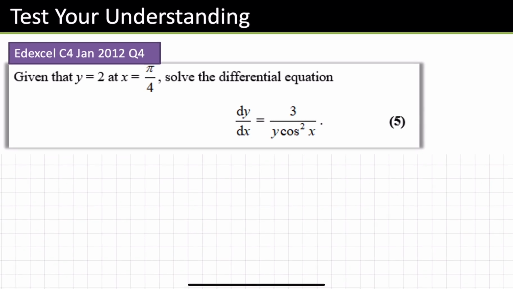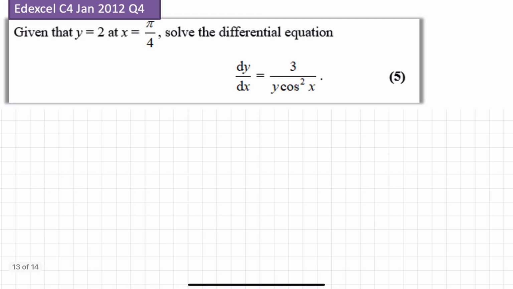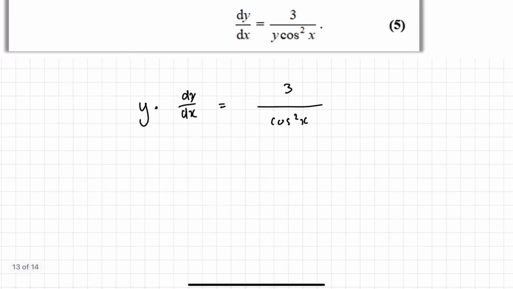Pause the video now and give it a go. And I will model it now. Cool. Right, so the first thing we do, you want to get y to one side and x to the other side. And we've got y is 2 and x is pi over 4. So times both sides by y. So y times dy over dx equals 3 over cos squared x. I'm going to rewrite that as 3 times sec squared x. That feels good to me.